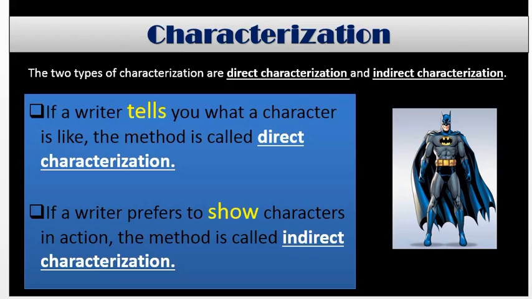There are 2 types of characterization. This lesson is going to deal with direct characterization, and the next lesson is going to deal with indirect characterization. If a writer tells you what a character is like, the method is called direct characterization. If a writer shows you what the character is like through the character's actions or interactions with other characters, it's called indirect characterization.